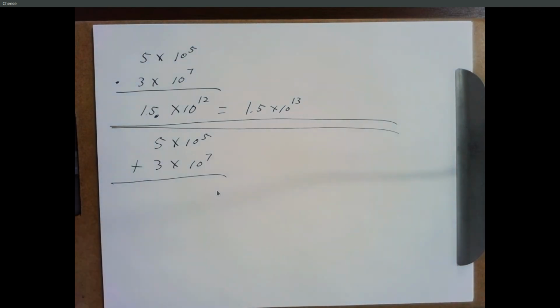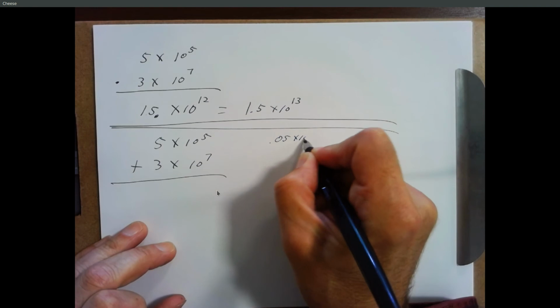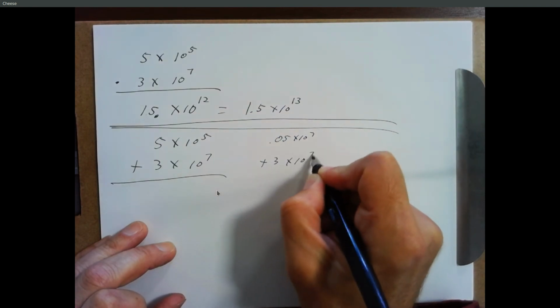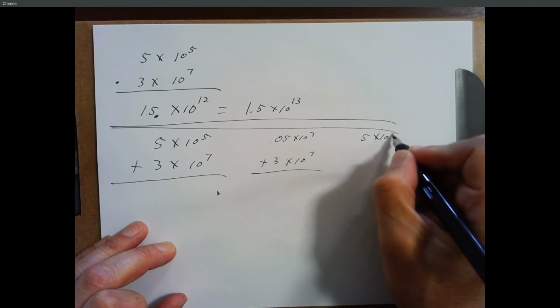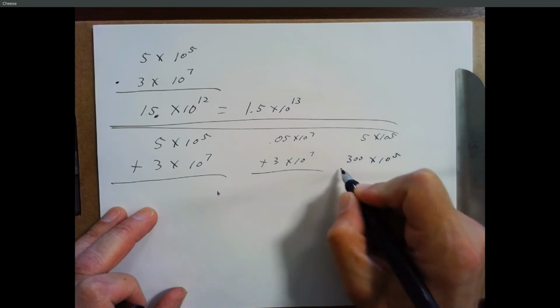All right, so what about addition? This is a harder problem, right? You want the exponents to be the same. Gotta have the exponents the same. And we could do that a few ways. We could change the 5 times 10 to the 5th to be 0.05 times 10 to the 7th. Or we could change the 3 times 10 to the 7th to be 300 times 10 to the 5th.